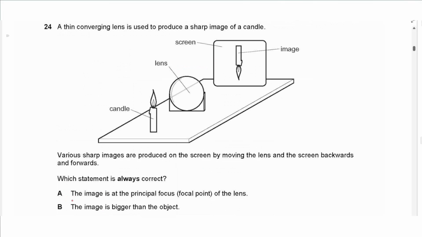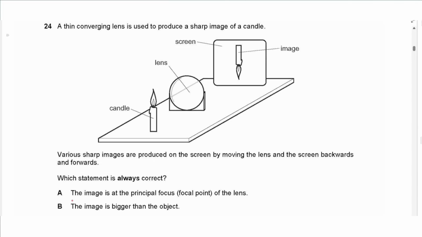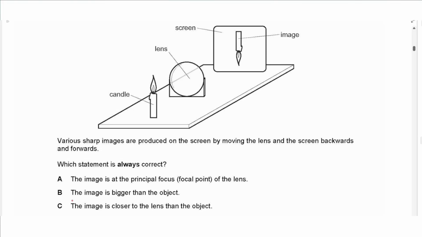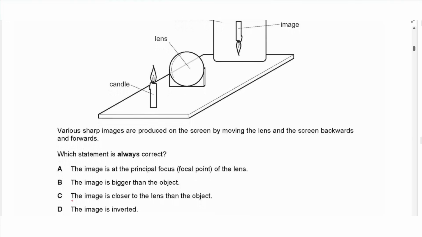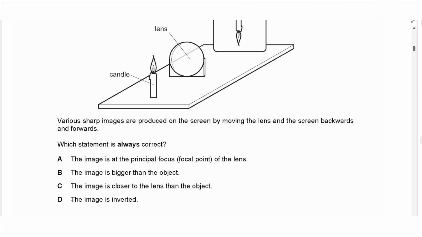Question 24 says, a thin converging lens is used to produce a sharp image of a candle. Various sharp images are produced on the screen by moving the lens and the screen backwards and forward. Which statement is always correct? The image is at the principal focus? No. The image is bigger than the object? Not always. The image is closer to the lens than the object? Not always. The image is inverted? Yes. Whenever there is a converging lens and we form an image on the screen, it's always inverted. So the answer here is D.